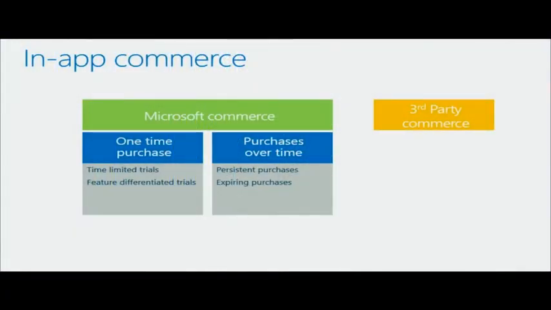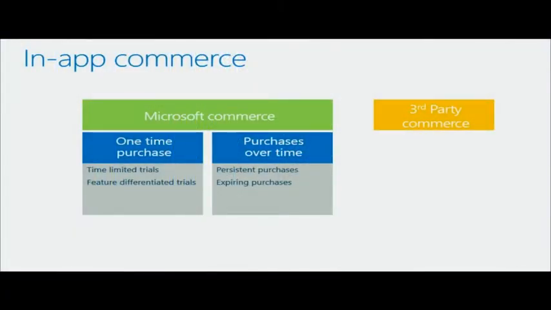And again, we have this time-based trial. You can just say 2 days, 4 days, whatever you want. And obviously, we have feature-differentiated trials where you write a little bit of code and you say, oh, this is a premium feature. You have to pay extra, and you do that as you do with any of your games. With regards to purchases over time, we actually give you persistent purchases. That's kind of a, hey, I'm about to buy the next 40 levels of this game, and once I buy them, I'm going to get them forever.